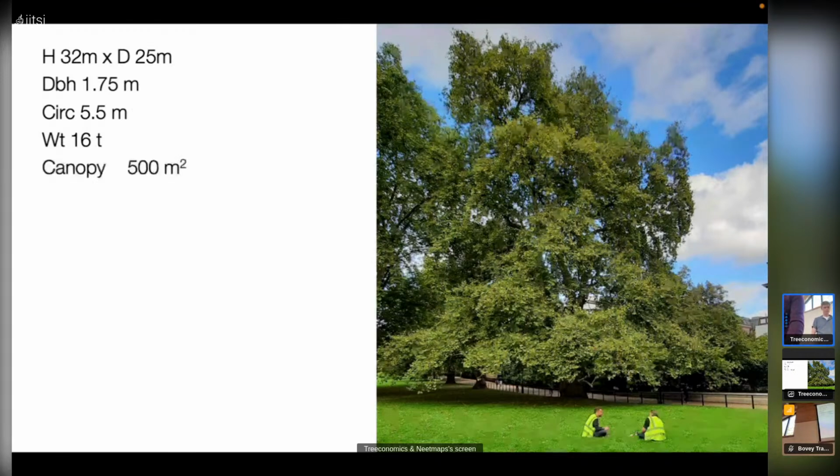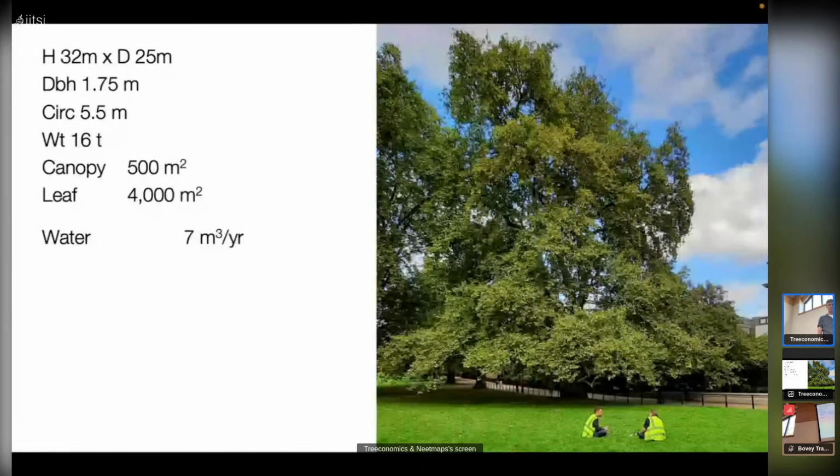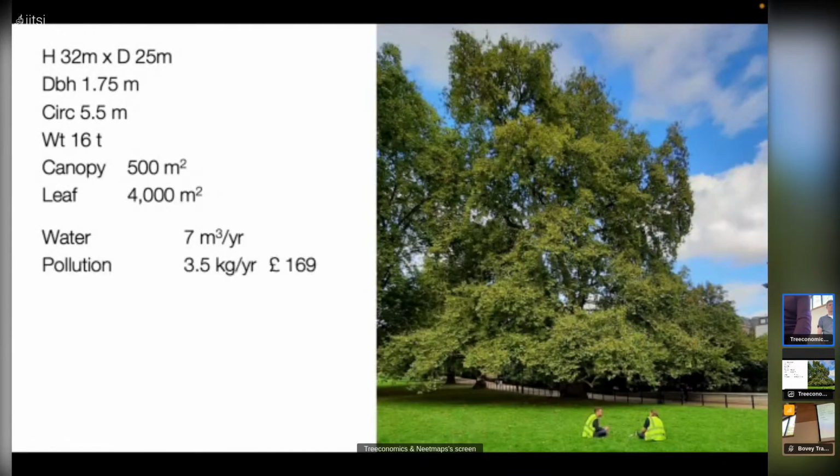It's got a canopy of about 500 square meters. And if you took all the leaves and spread them out, you'd have a surface area of about 4,000 square meters. It's a phenomenal piece of bioengineering, and it captures water from rainfall. We talk about it preventing stormwater runoff to the level of about 7 cubic meters a year. So when you see all those stories about the drains being overloaded when we've got stormwater, all the trees are helping reduce that amount. If you don't have any trees, you've got a bigger problem.